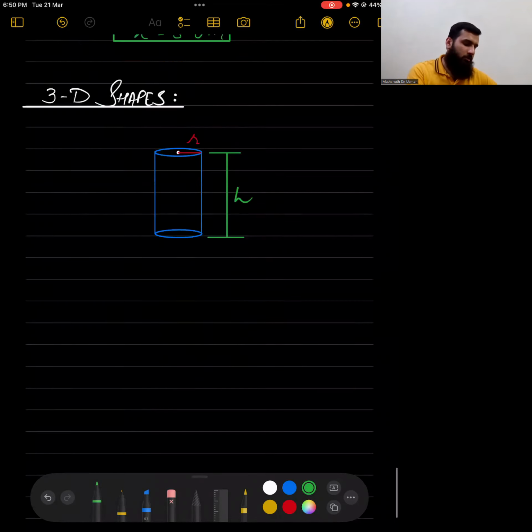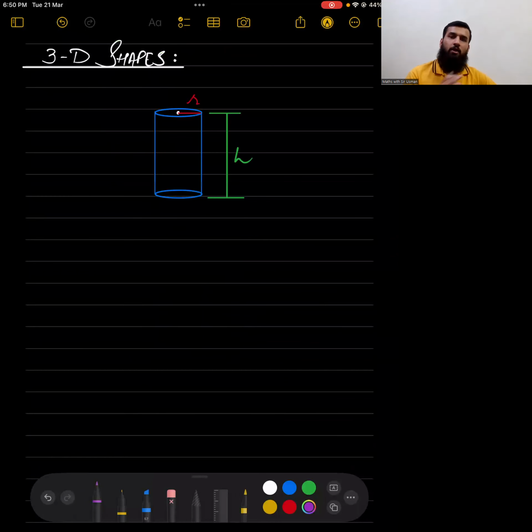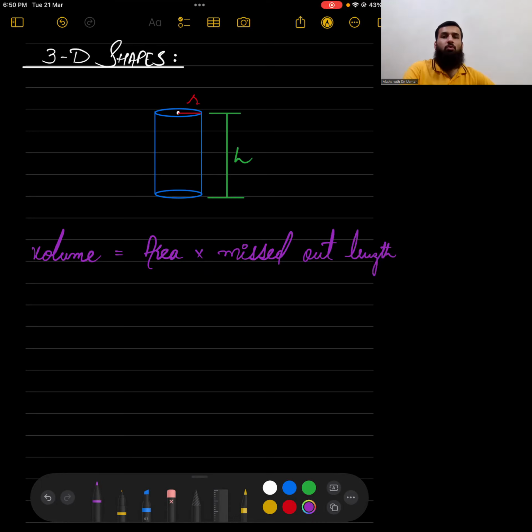Now here one thing we need to understand is that if we are dealing with any 3D shape, the volume is going to be the area multiplied by the measured out length. Area multiplied by measured out length. Now you need to learn this thing and use it in every single case that is going to come towards you. So volume is always going to be the area of one face multiplied by the measured out length from that particular shape.